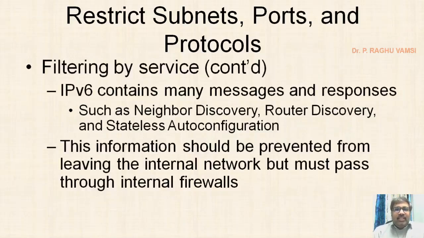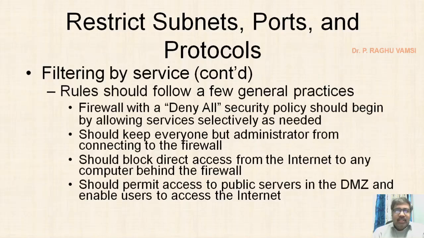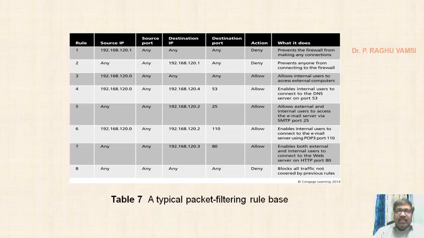And filtering by services, IPv6 contains many messages and responses, like neighbor discovery and router discovery. This kind of thing can also be filtered with the help of firewalls. This information should be prevented from leaving the internal network, but must pass through the internal firewalls. And filtering by services, a rule should follow a few general practices: deny all, accept all, accept some specific things. These are the 3 things you must consider for setting the firewall rules.